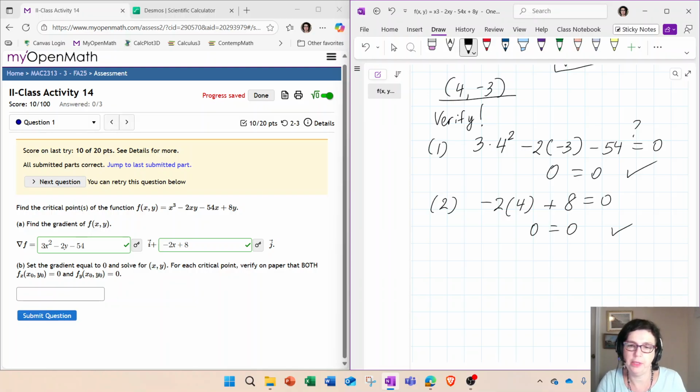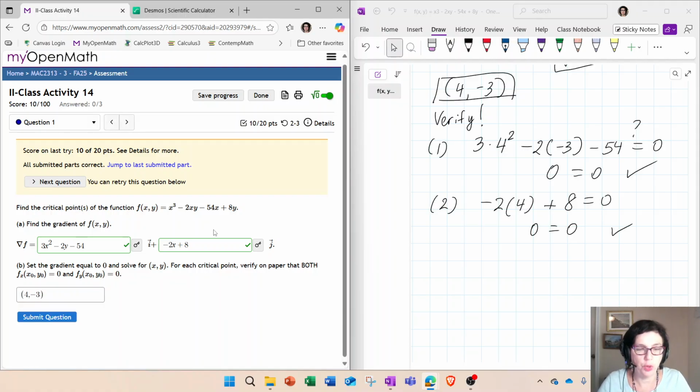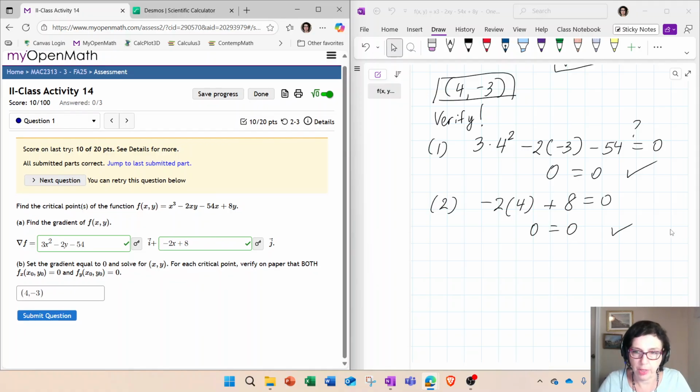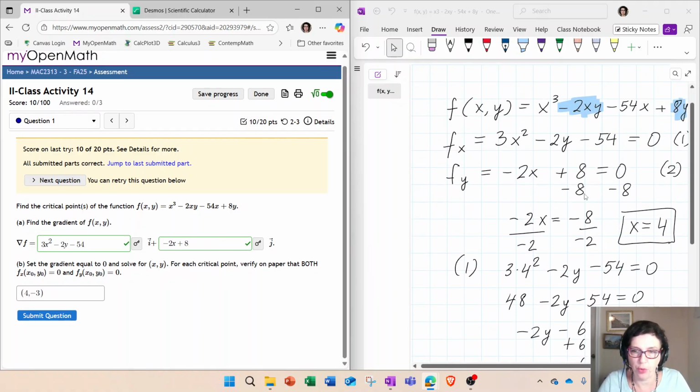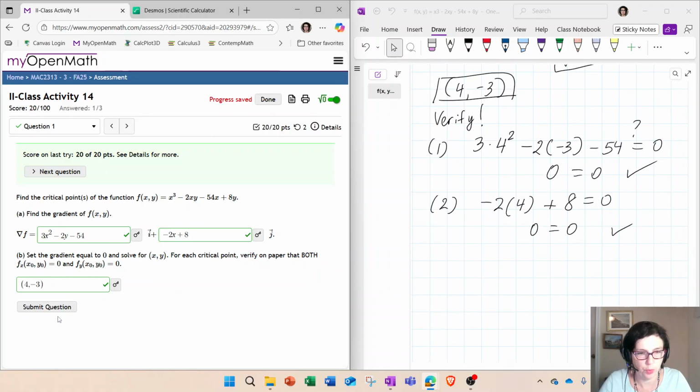Now, what happens if your verification fails? On the test, let's say you think this is a critical point, but you plugged it in and maybe it works for one equation but doesn't work for the other, and it has to work for both for it to be a critical point. What that means is you have to go back and check your work. Something is wrong. When you were solving your equations, you made a mistake, because otherwise this should work.